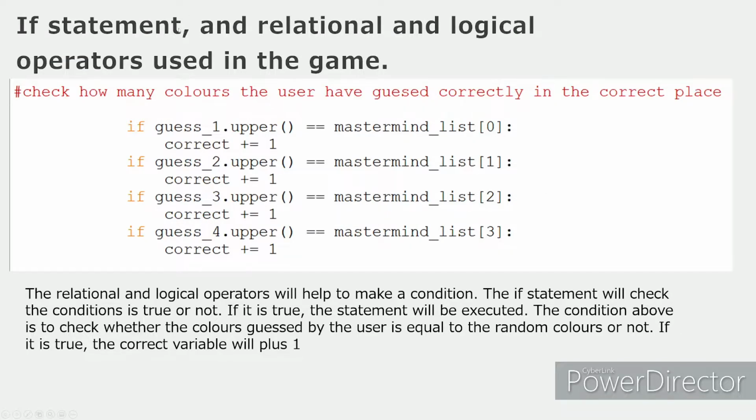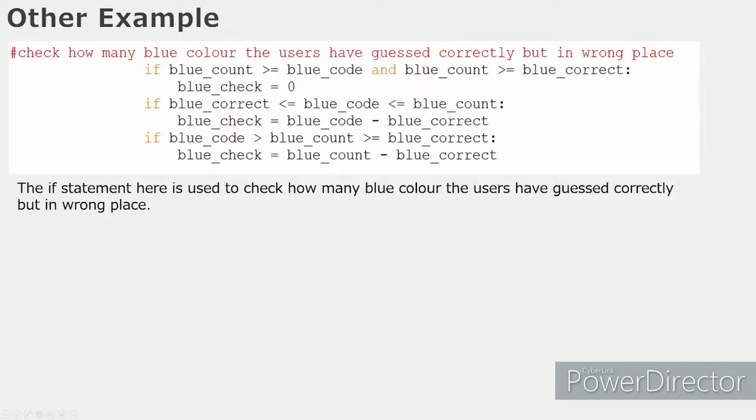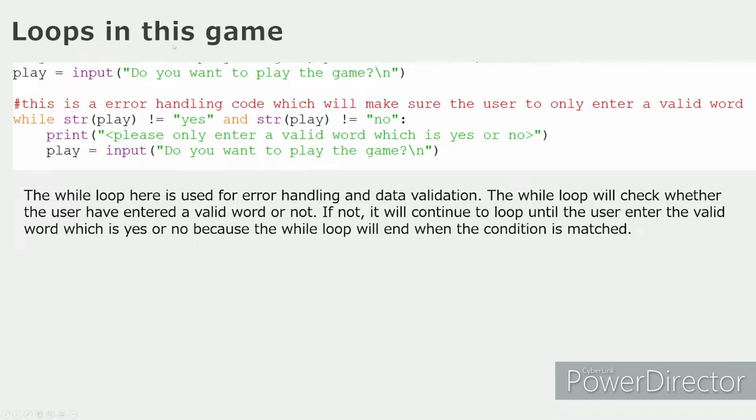Now we talk about the if statement and relational and logical operators used in the game. The relational and logical operators help to make a condition. The condition here is to check whether the color guessed by the user is equal to the random color or not. If it's true, then the statement will be executed. So if the guess color is equal to the mastermind list, then the correct variable will increase by 1. Here's another example.